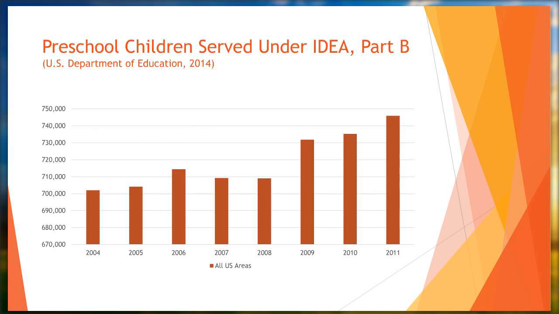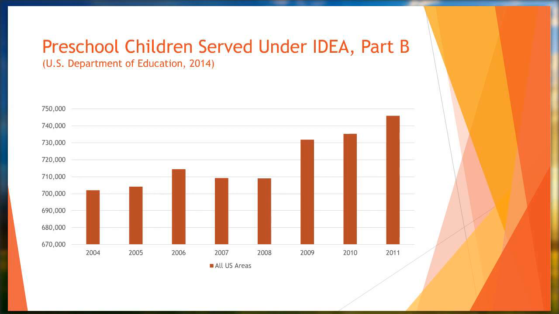Let's think about the need for access to universal programs for a moment. So this slide shows us how many children with disabilities that are eligible for services under IDEA's Part B, Section 619, Preschool Special Education Program, were served from 2004 to 2011. As you can see, the number of preschool children being served has been steadily increasing. In 2004, just over 700,000 children ages 3 to 5 with disabilities were being served, and about 7 years later, closer to 750,000 children were being served.